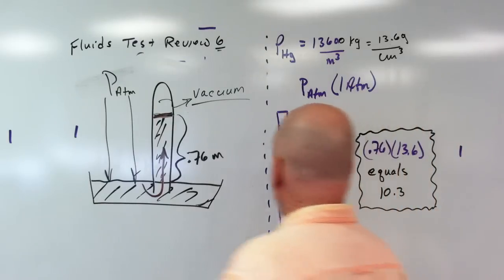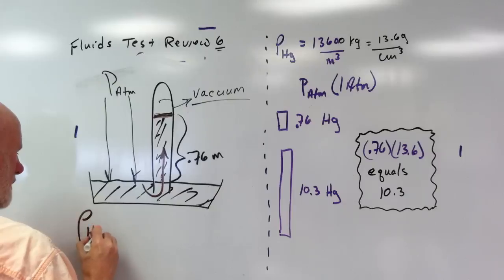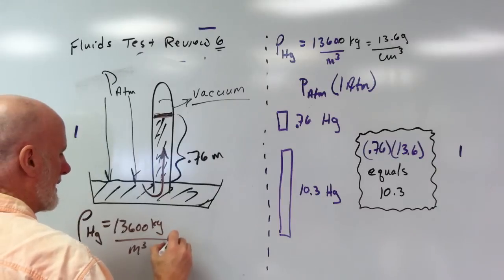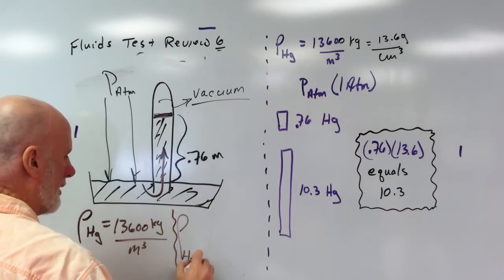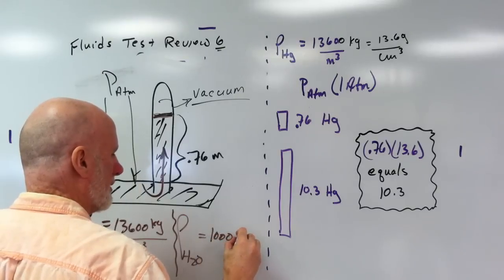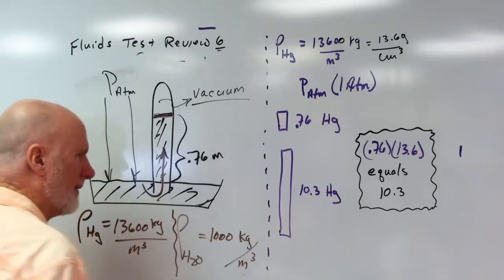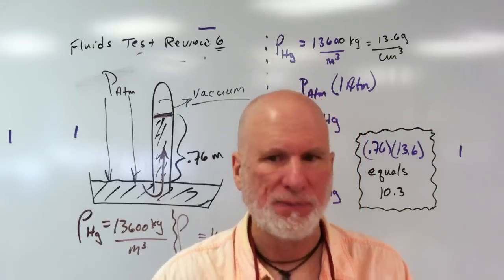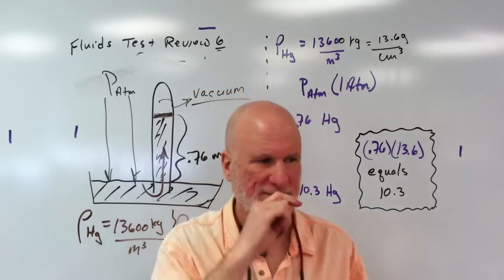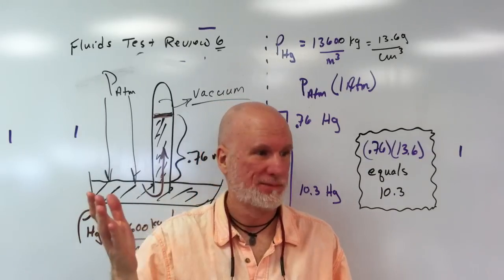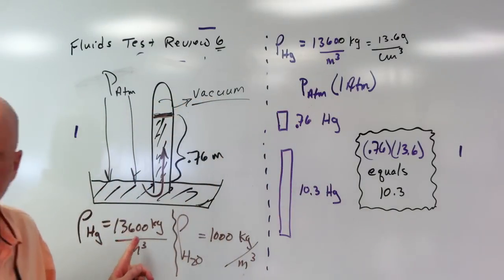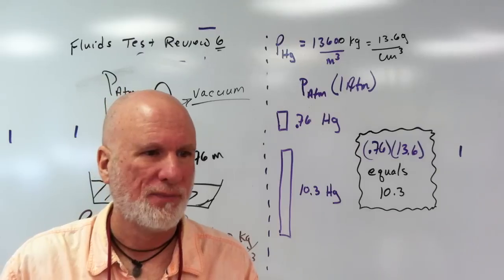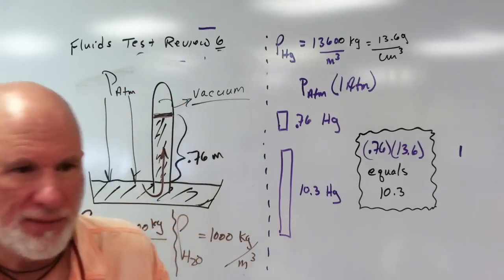Well, the density of mercury equals 13,600, and the density of water equals 1,000. How much more dense is the density of mercury relative to water? Divide it. 13,600 divided by 1,000. What is it? 13.6.